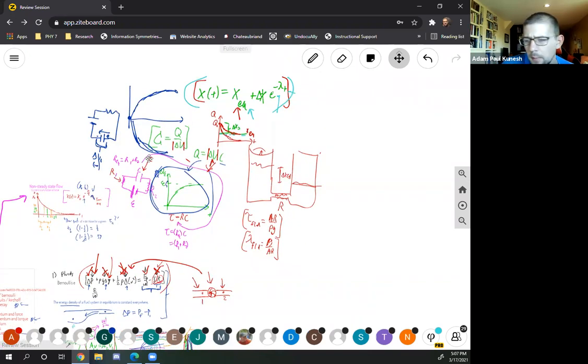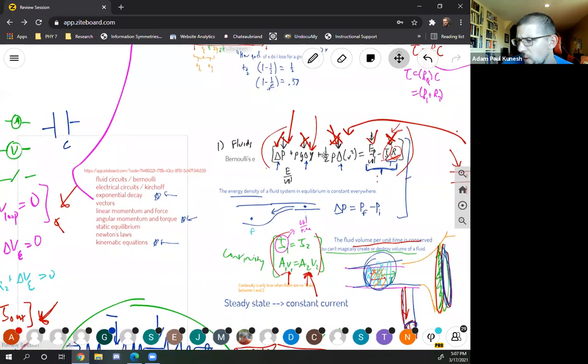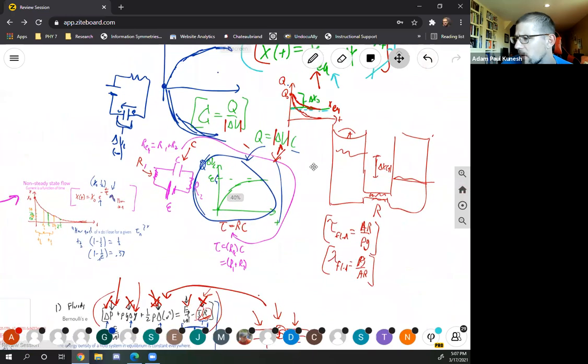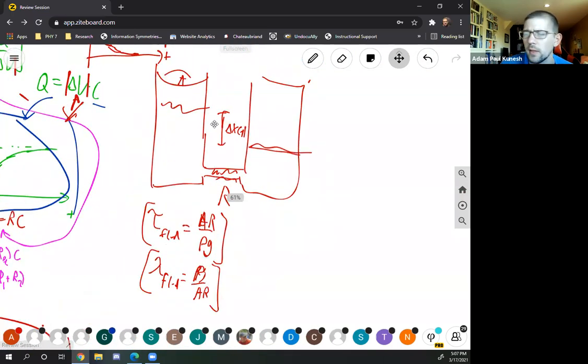I think I probably want to move here. Are there any wrap-up questions about exponential decay in the context of circuits? And I'll talk about it briefly over here for the fluid system.